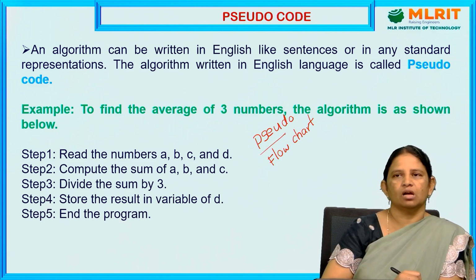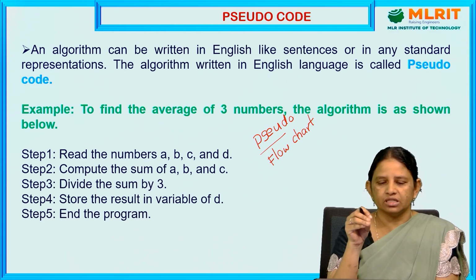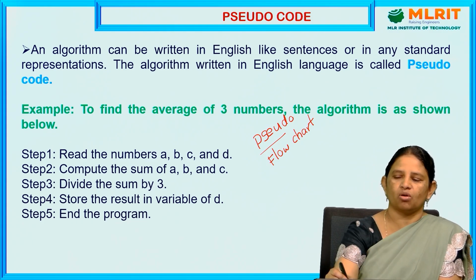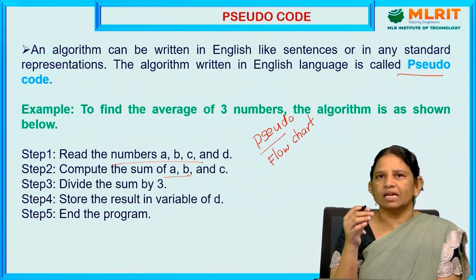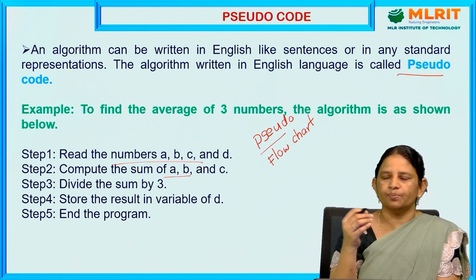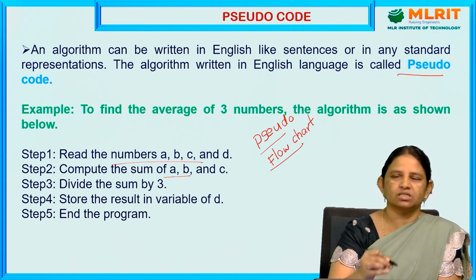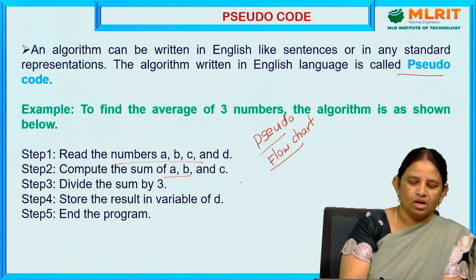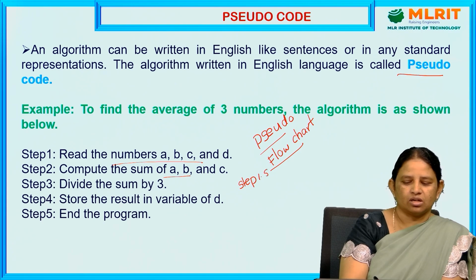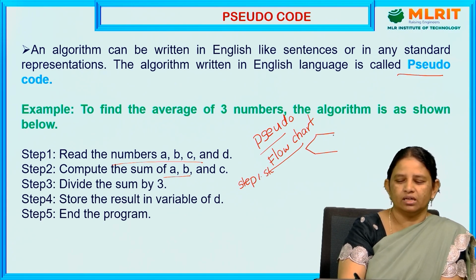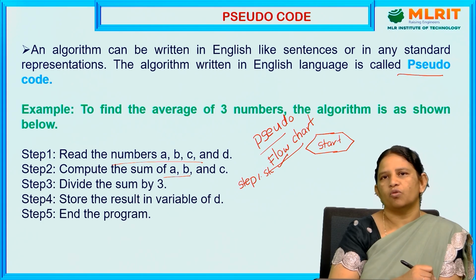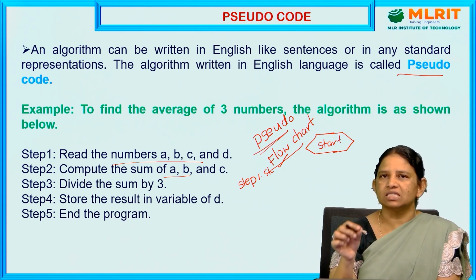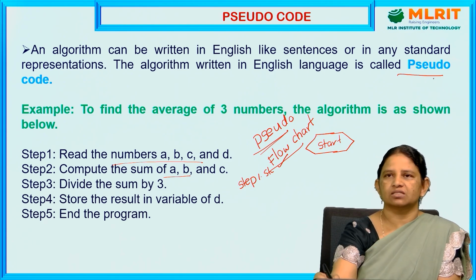What does pseudocode mean? Generally, we speak English. When the English language is used for writing the instructions, it is called a pseudocode. These are general English statements, such as read the numbers, compute the numbers. When general English language statements are used for representing the algorithm, it is called a pseudocode. A flowchart is a diagrammatic representation of an algorithm. For example, step 1, start. The start is represented by this symbol called a rhombus. This is the symbol for start. When we use symbols for representing an algorithm, it is called a flowchart. So pseudocode means an algorithm written using English language statements.